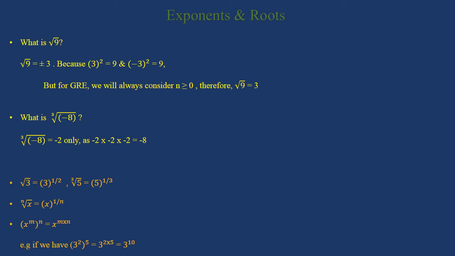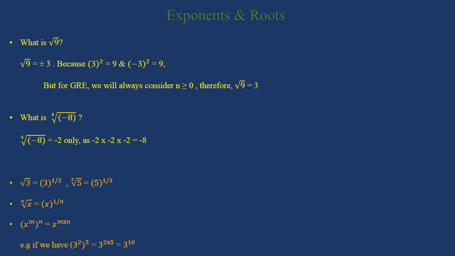If we have a question which says what is the square root of 9 equal to, it is going to yield two answers, +3 and -3. But for GRE, we will always consider the root to be greater than or equal to 0. Therefore, our answer will be +3.